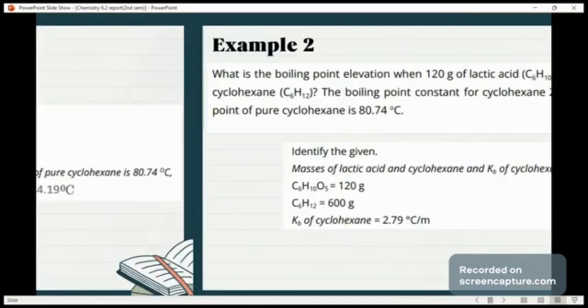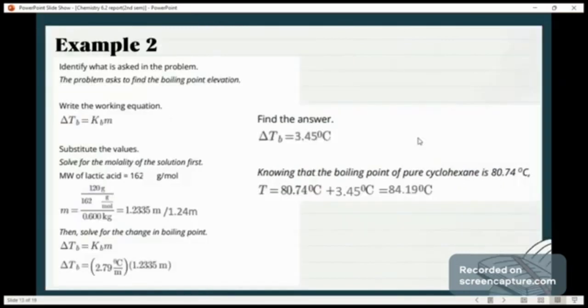So now we have to add both. We come up with the answer for the boiling point: 80.74 degrees Celsius plus 3.45 degrees Celsius. We come up with 84.19 degrees Celsius. So 84.19 degrees Celsius is the final answer.